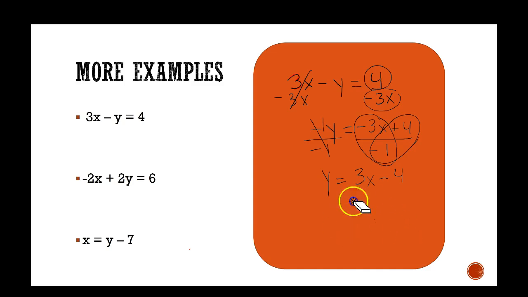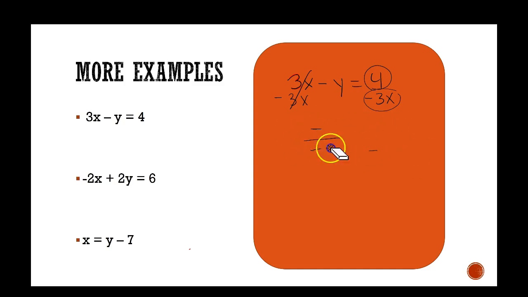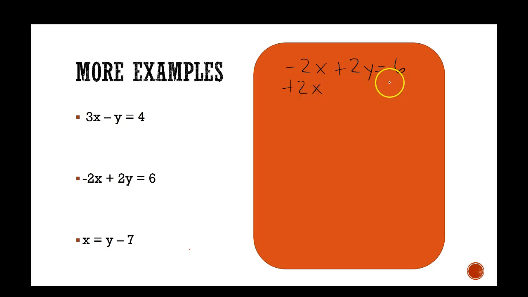Okay. All right, let's look at a couple other examples. All right, so next we've got negative 2x plus 2y equals 6. So let's add the 2x to move that x term first. And again, I'm going to put the positive 2x first, then the plus 6. Divide by the 2, divide the whole other side by 2.